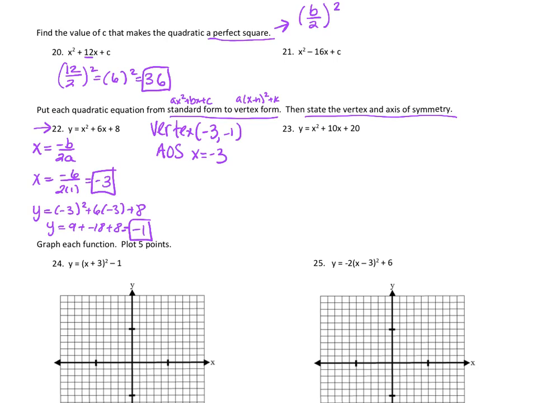Now, what does this look like in vertex form? Well, y would equal, in this case my a is 1 because there's nothing in front of my x squared. So I'm going to say x, well, normally it's minus h, but if it's minus a negative, it's going to be plus 3, squared, and then this is k, so minus 1.